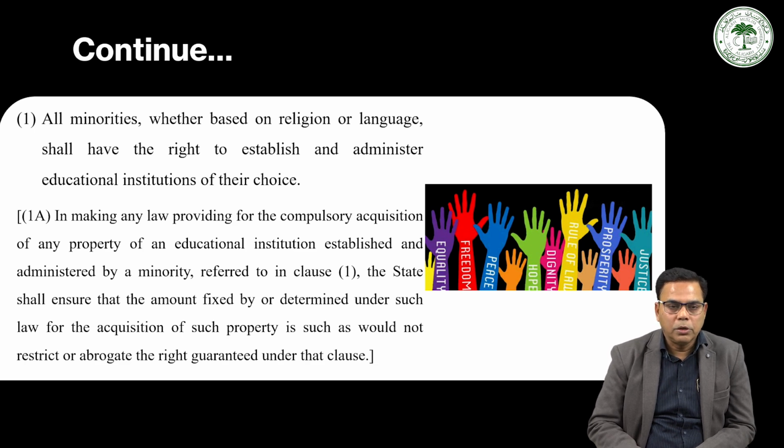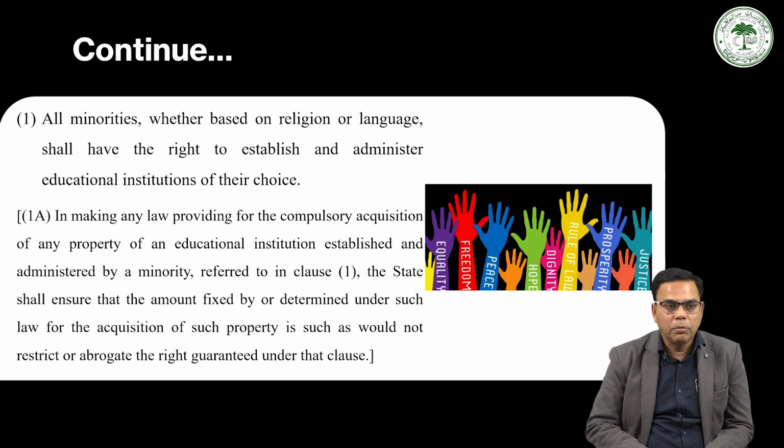You see Article 30, clause 1. All minorities, whether based on religion or language, shall have the right to establish and administer educational institutions of their choice. So first of all, the linguistic and religious minorities. Keep it in mind, whether based on religion or language. For the purpose of this article, two kinds of minorities are being recognized by the Constitution of India, that is the religious minority or the linguistic minority. So, the religious or linguistic minority shall have the right to establish and administer educational institutions of their choice.